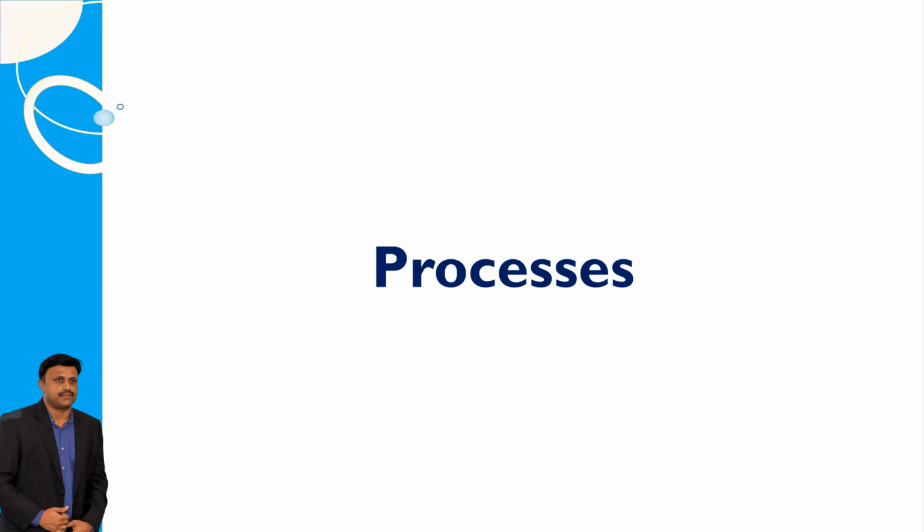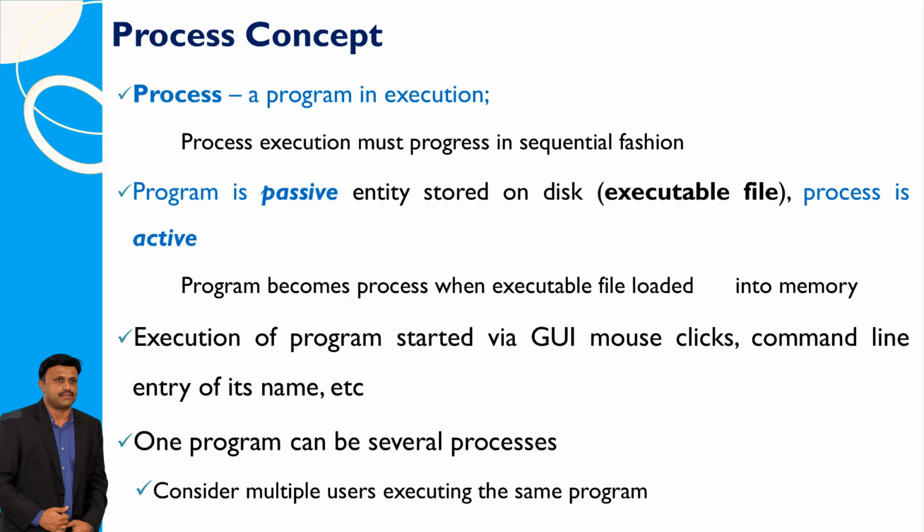Operating system processes. A process, the active form of a program in execution, progresses sequentially. Programs are passive entities stored on disk as executable files, only becoming processes when loaded into memory. Programs can be initiated through various means like GUI mouse clicks or command line entries. It's possible for one program to manifest as multiple processes, particularly when multiple users execute the same program simultaneously.